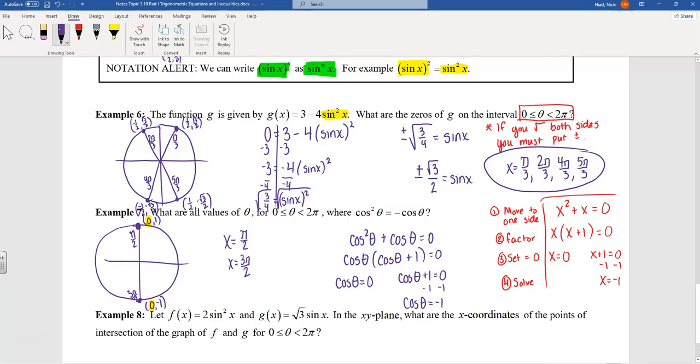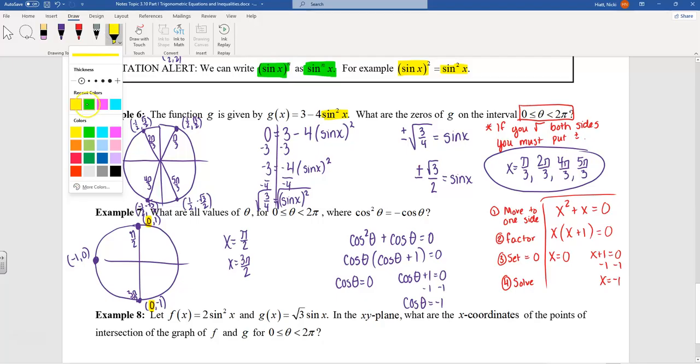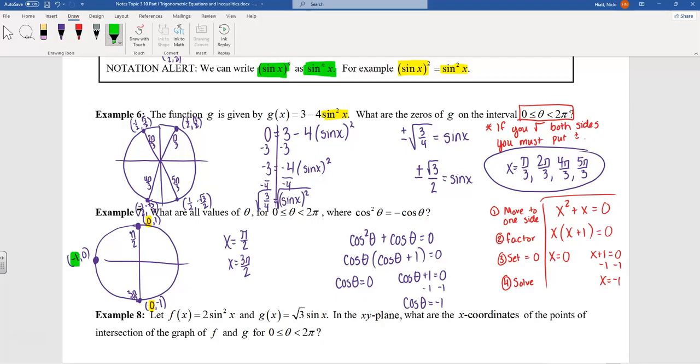Then I also need to think about where cosine of theta equals -1. That's going to happen over here, -1, 0. So for this one, we're looking right here, and that is just at pi. So I also get x equals pi. So these three right here would be my answers.